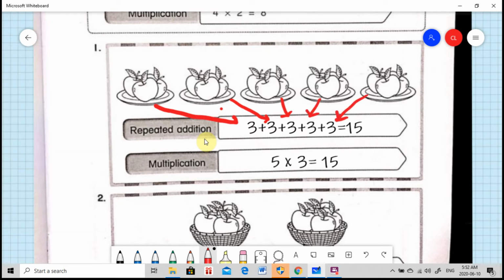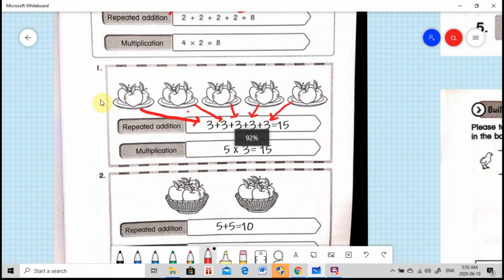So if we add up all the groups, we have 3 plus 3, 6. 6 plus 3, 9. 9 plus 3, we have 12. 12 plus 3, we have 15. So we have a total of 15. Or we can use a faster way. Instead of repeated addition, we can use multiplication to find the amount of apples.